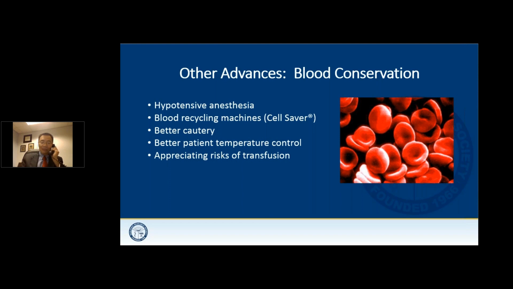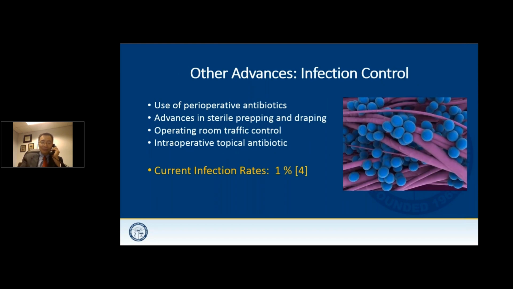Other advances in spine surgery include infection control, and the components of this include use of perioperative antibiotics, meaning that we give antibiotics to the patient before the surgery to decrease infection rates. We realize sterile prepping and draping is of the utmost importance and pay particular attention to this.